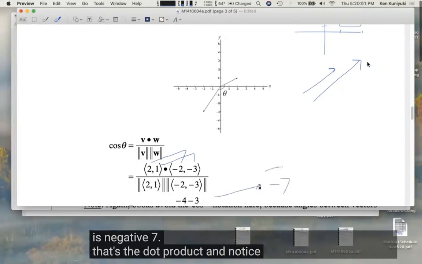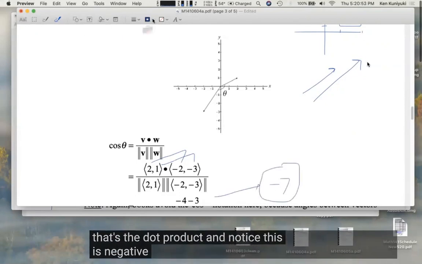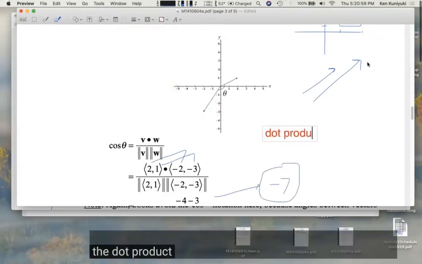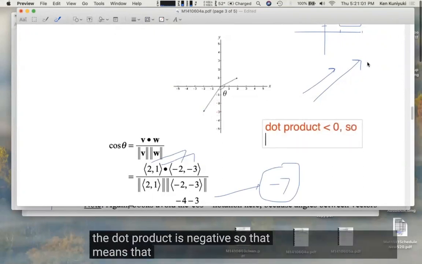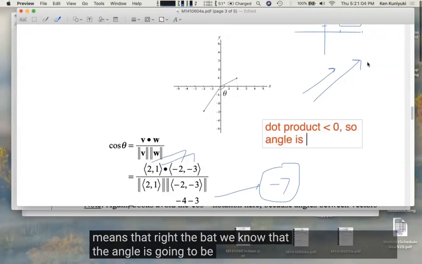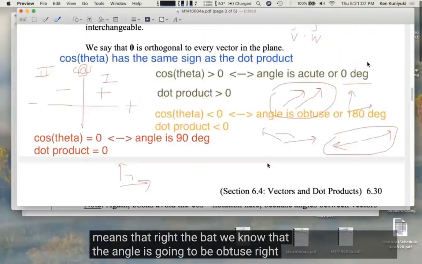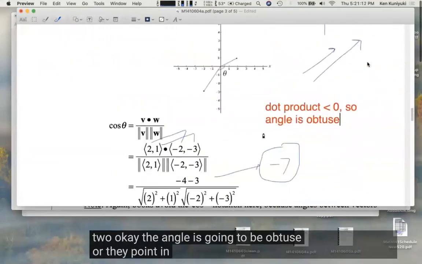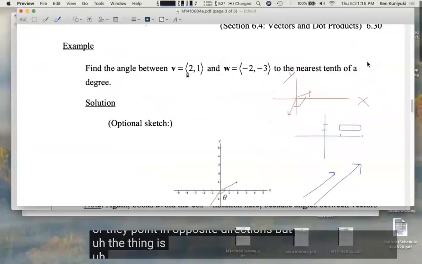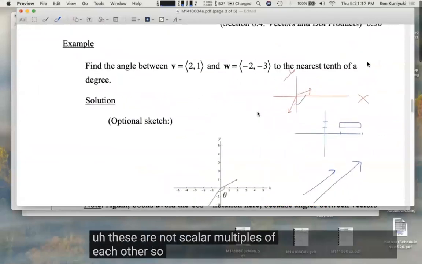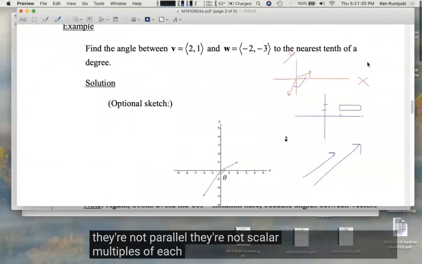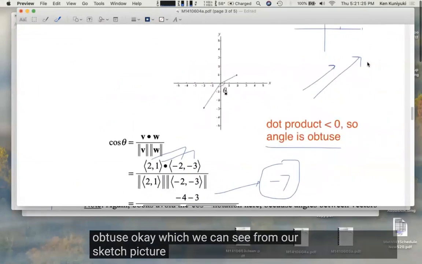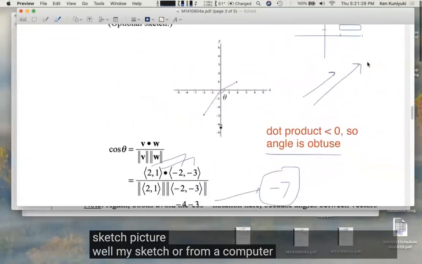That's the dot product. And notice, this is negative. So right off the bat, what can we say? The dot product is negative. So that means right off the bat, we know that the angle is going to be obtuse, right? Because cosine is negative in quadrant 2. The angle is going to be obtuse, or they point in opposite directions. But the thing is, these are not scalar multiples of each other, so they're not parallel. So we know the angle is going to be obtuse, which we can see from my sketch or from a computer.